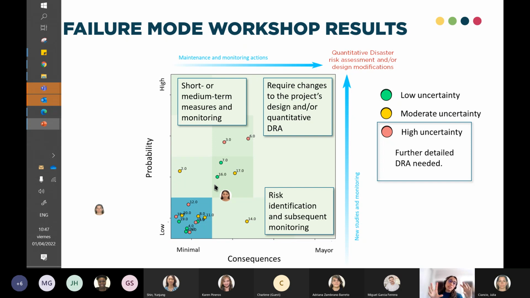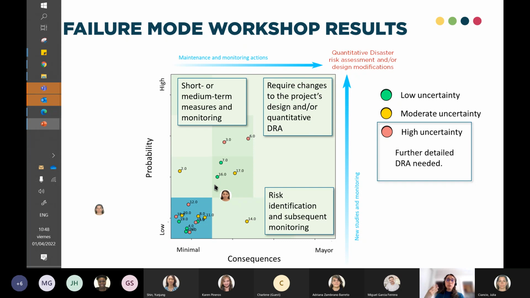So if all the dots are in the left lower side, then you have a failure mode that is really rare to occur, and the consequences are minimal. So you don't have to invest your energy and resources to try to find more information. But if you are on the other corner, with higher probability and major consequences, and all the experts think that's the option, then you require changes to the projects.